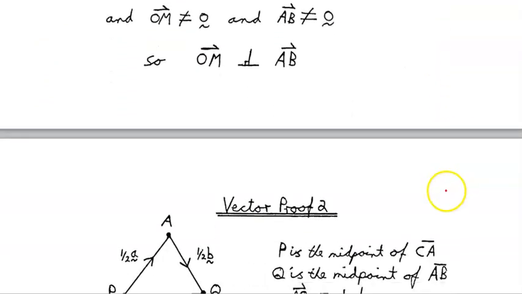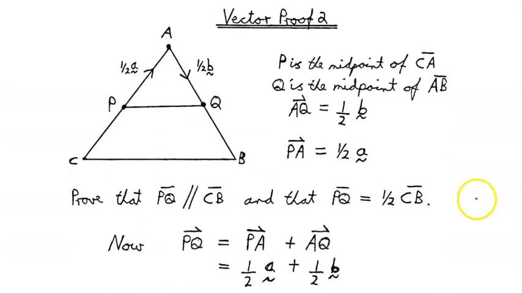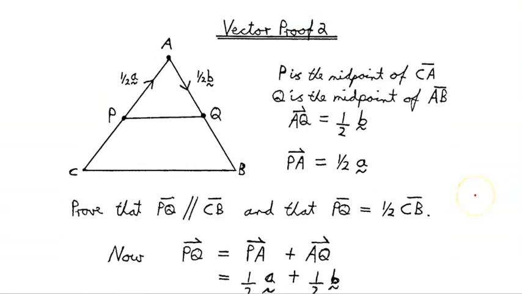All right, let's have a look at another example. Here's another example. We've got the triangle ABC. P is the midpoint of CA, and Q is the midpoint of AB. Notice we've written it C to A, hence the arrow is pointing this way. We want a vector that goes from C to A, and here Q is the midpoint of A to B. So we want a vector that goes from A to B, and that's why the arrow points this way.